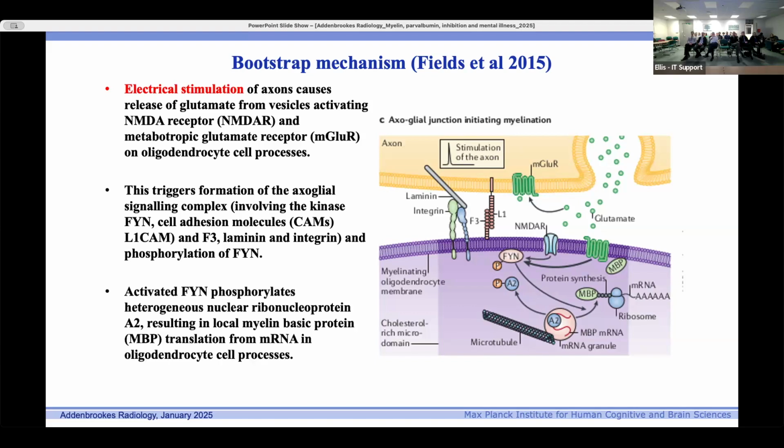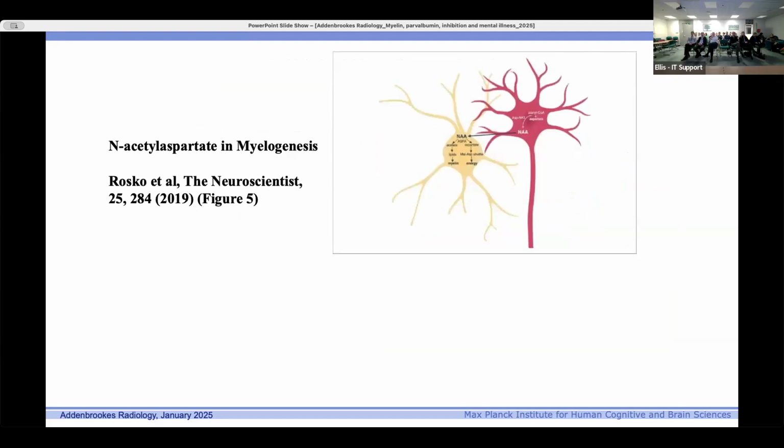But the activated FYN phosphorylates the heterogeneous ribonuclear protein A2, resulting in local myelin basic protein translation from mRNA in oligodendrocyte cell processes. New membrane is formed and wraps axons. So we have a mechanism, a pathway, for why myelin is bootstrapped in the brain.